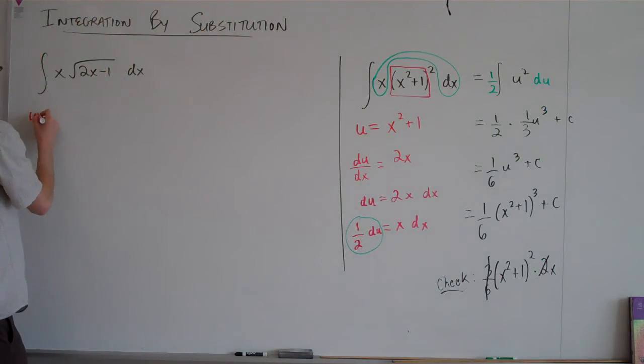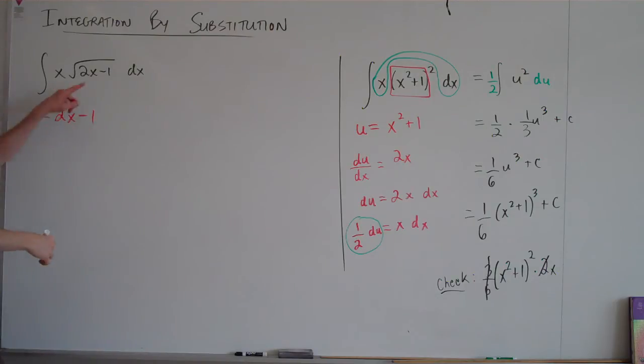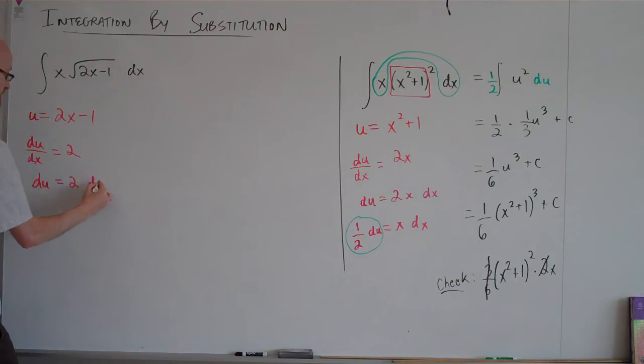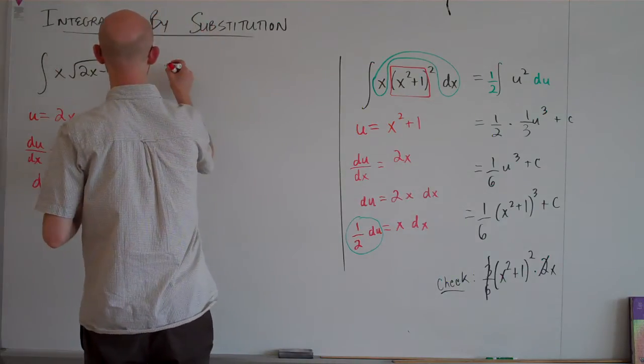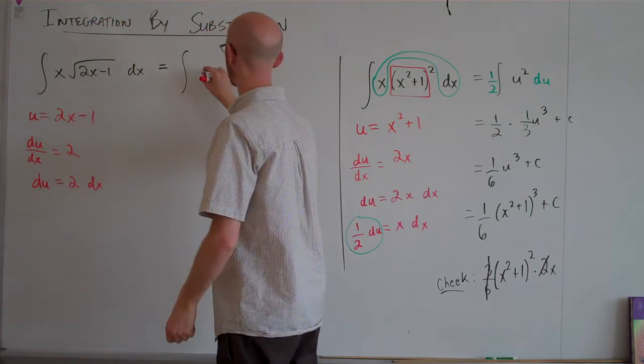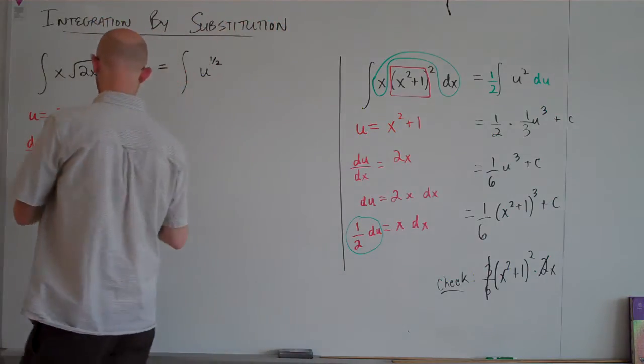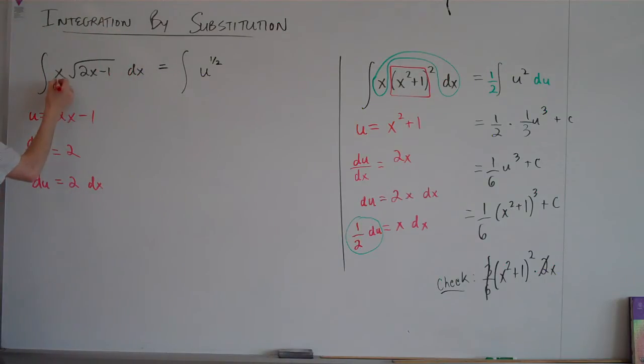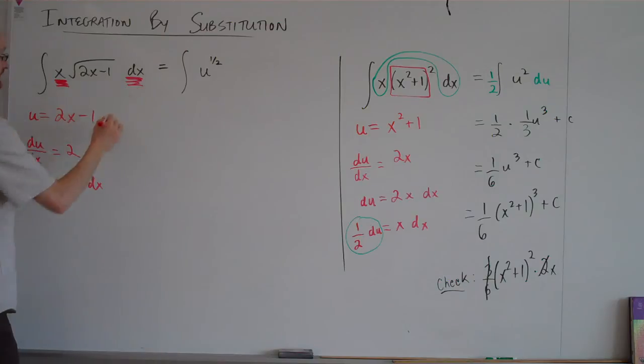And you say, okay, sweet, u is equal to 2x minus 1, because it's always the thing that's inside. du dx is equal to 2, so du is equal to 2 dx. There's a little bit of a problem here. 2x minus 1, that's good. Uh-oh. We have an x dx, and that says 2 dx. So if I was to rewrite this integral, right now I have u to the half, but I haven't replaced x and dx.